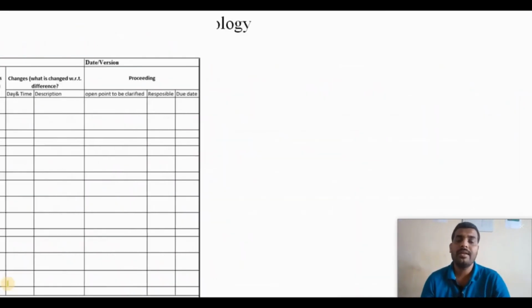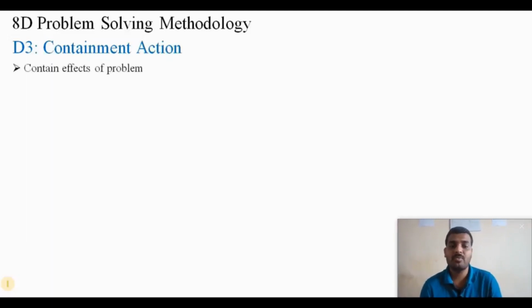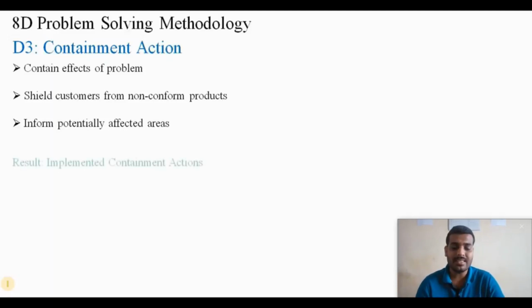Now we will move to the D3 phase, that is containment action. Okay, so directly after a problem becomes known, containment action must be implemented in order to contain the effect of the problem, with the objective that the customer furthermore gets or delivers no non-conform products. Then you have to inform all the potentially affected areas to apply the containment action. So this D3 phase will result in implemented containment actions.